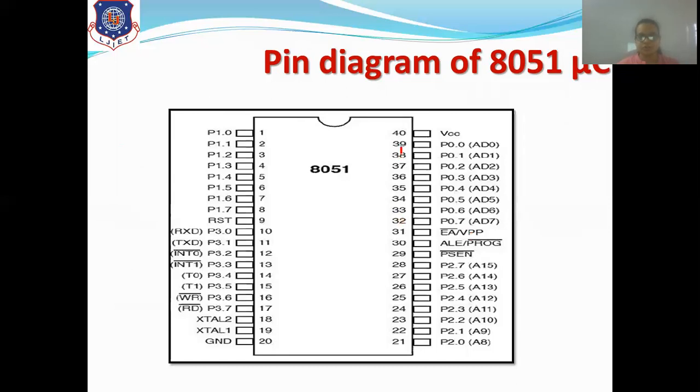From 39 to 32, in reverse order, it has port 0: 0.0 at 39, 38 is 0.1, 37 is 0.2, and in the same way 32 is 0.7. So it has AD0 to AD7, the multiplexed address and data bus: lower order address bus A0 to A7 and data bus D0 to D7. It is the same as 8085, a multiplexed address and data bus. And last is VCC, the power supply to power on this particular chip. We will see each and every function in detail.